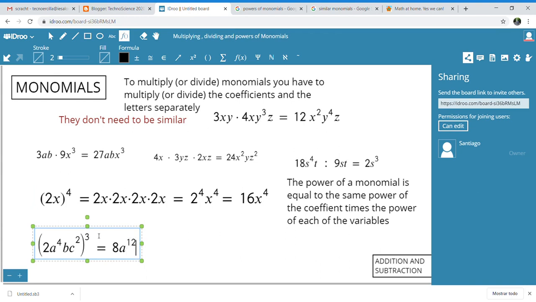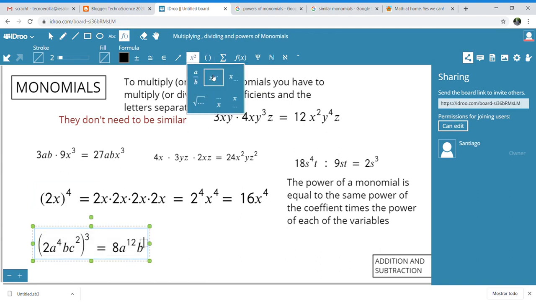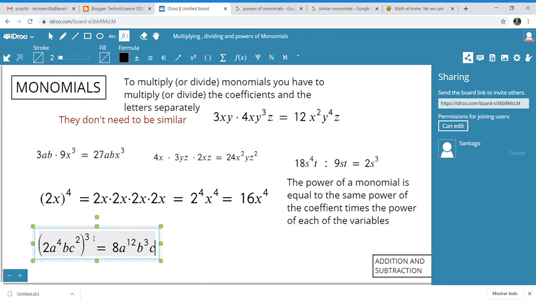b to the power of 3, yes. b cubed, yes. And finally, c to the power of 2 to the power of 3, which is to the power of 6. So what did I do? I only calculate the third power of 2, which is 8. 2 times 2 times 2, 8. 8a to the power of 12, b cubed, and c to the power of 6.